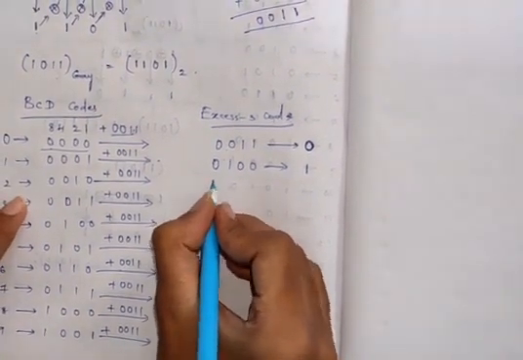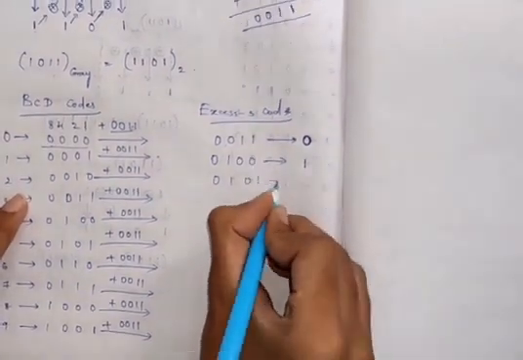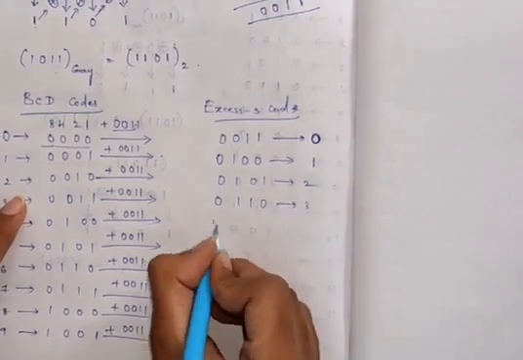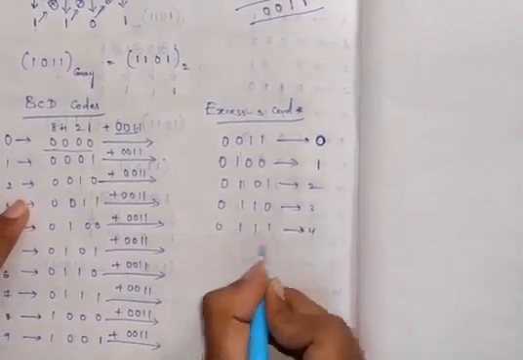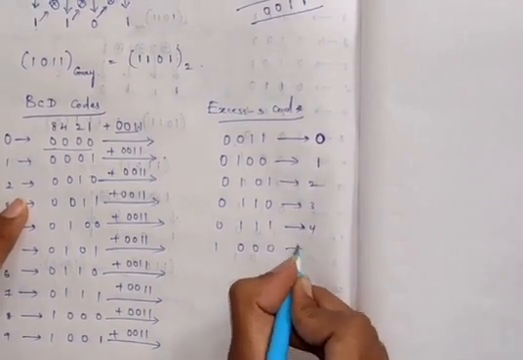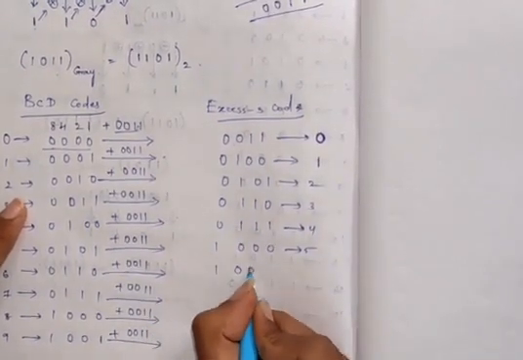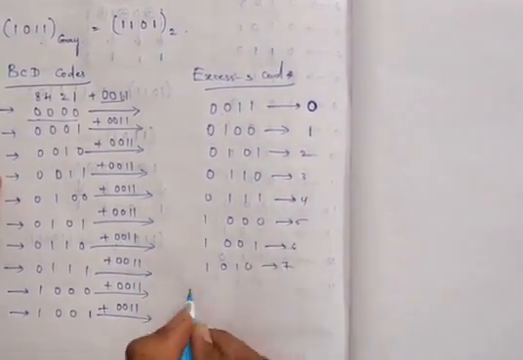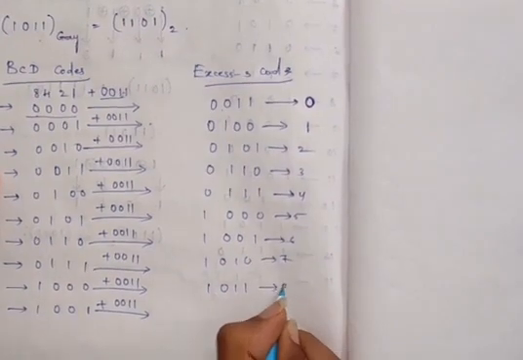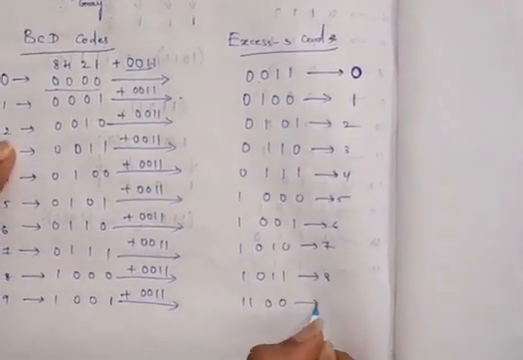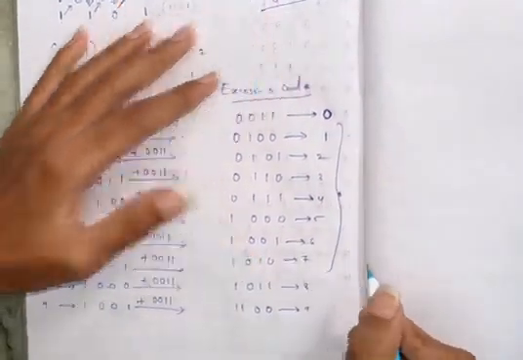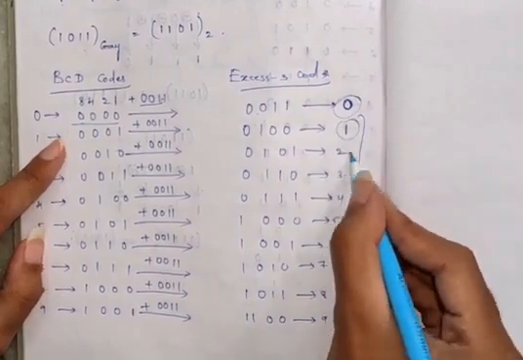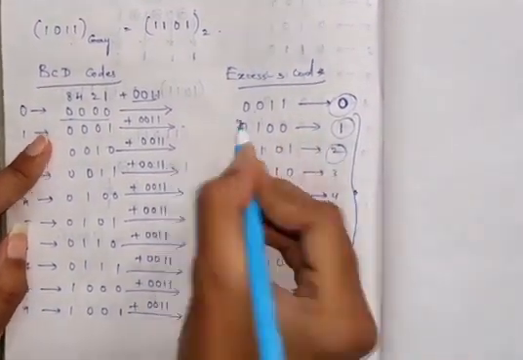Next decimal number 2 represents 0101, 3 is 0110, 4 is 0111, 5 is 1000, 6 is 1001, 7 is 1010, 8 is 1011, 9 is 1100. These all are XS3 codes. These are decimal numbers represented in XS3 codes.